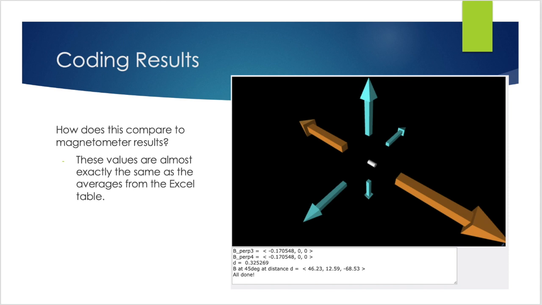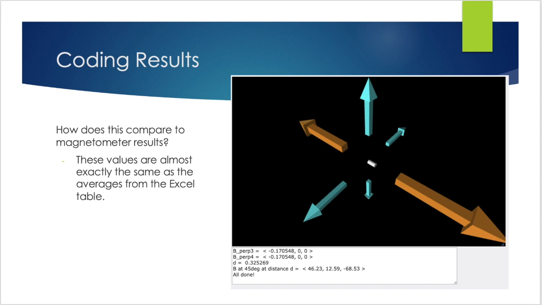The orange arrows show the on-axis magnetic field, and the blue arrows show the off-axis magnetic field. These values are almost exactly the same as the averages from the Excel table, so the coding results and the physical results compared very well at the same distance.